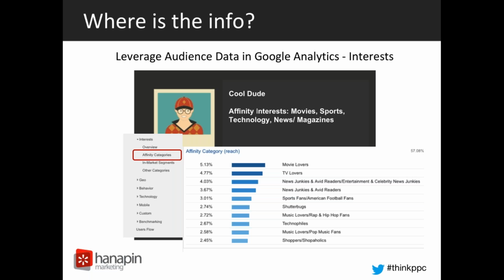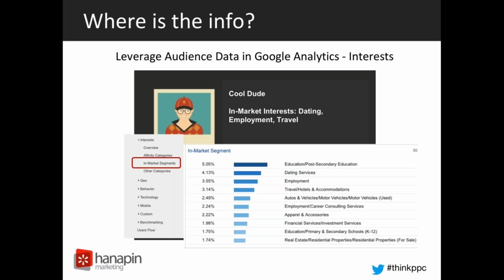The next area that we look at drills down a little bit more into in-market interests. In-market audiences are typically composed of folks who are actively searching and comparing your products and services. So again, these go a little bit deeper. From this view, we're able to confirm a few of our clients' thoughts on their audiences. Our top segment here, as you can see, is education and post-secondary education, meaning that our cool dude is in college, and apparently he also likes apparel and accessories, which makes sense since our retailer is selling clothing.